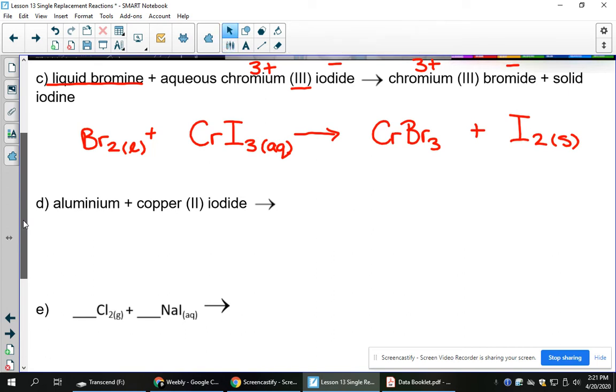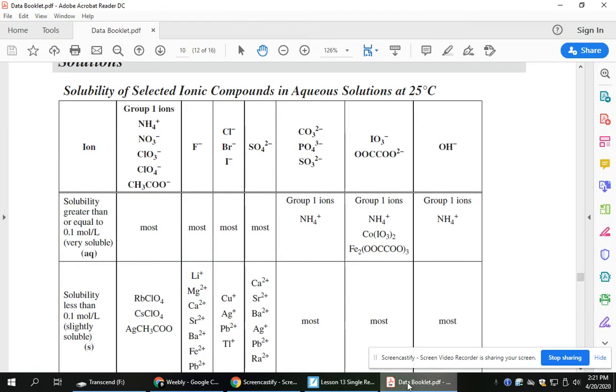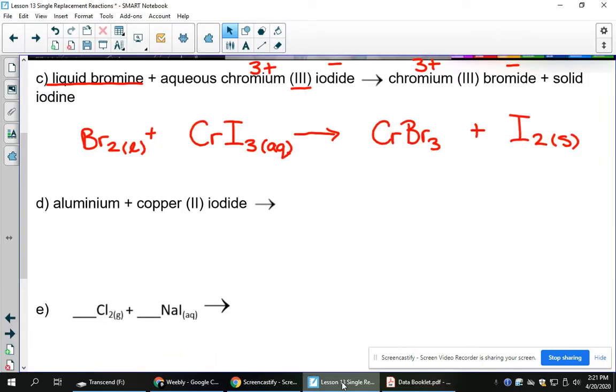Let's go now to the solubility table and find chromium-3 bromide and see what it is. I can see bromine in column 4. Below it says copper 1, silver, lead 2, and titanium, I believe, maybe thallium. Those are the only 4 that form solids. Everything else with bromine is an aqueous solution. We don't have any of those, so we have an aqueous here.